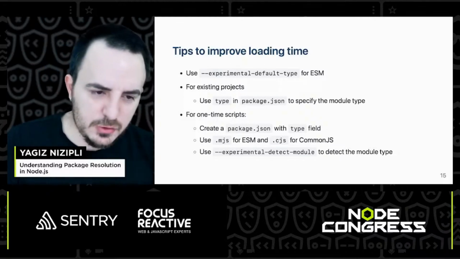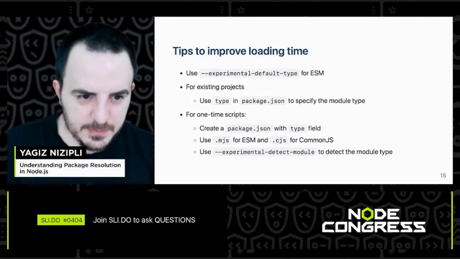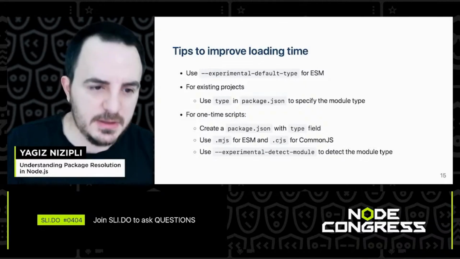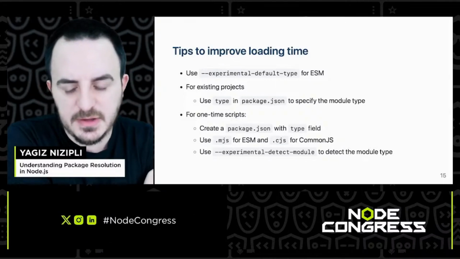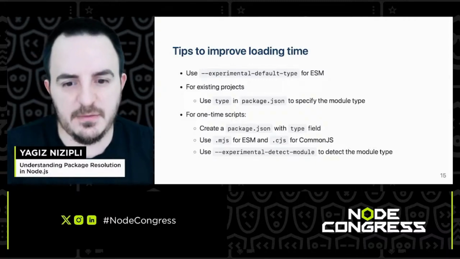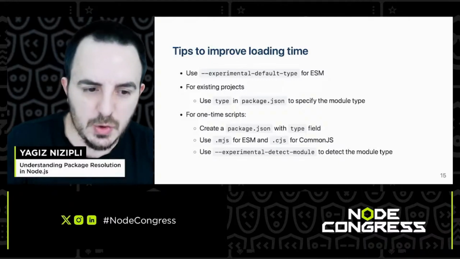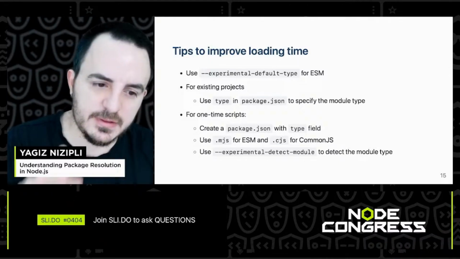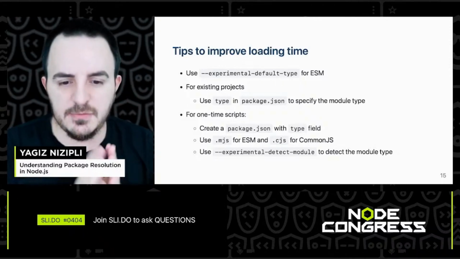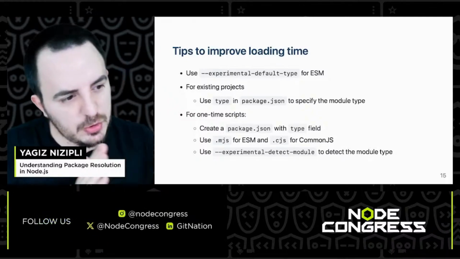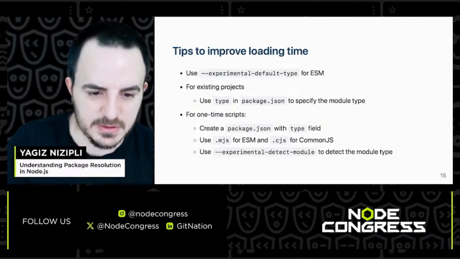For existing projects, use a type field in package.json to specify the module type. If you don't have a type, then we assume that it's CommonJS, but if you have it, then I recommend using it. For one-time scripts, let's say you want to execute node index.js and it doesn't have a package.json or anything else, make sure that you have, either in the same directory or in the parent directory, a package.json with a type field, so we know if it's an ESM or a CJS, and we don't have to traverse the whole file system up to the root path in order to understand if it's ESM or CJS.